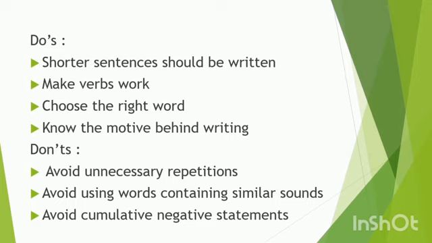Do's and don'ts. Coming to the do's: for improving the quality of the draft, a group of words should be reduced to one, and one simple word should be used for a group. Shorter sentences should be written. Express the whole idea in few words. Prefer active over passive. Make words work and choose the right word. Know the motive behind writing. Make an outline and write from the reader's point of view.